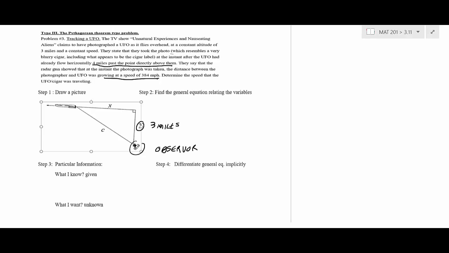So what you're going to do is determine the speed, which is a rate of change, that the UFO was traveling. The first thing you've got to do on this is look at what the relationship is. And really, you've got a right triangle on this one, so it's a pretty straightforward relationship. Let's just draw a right triangle. What we have is 3, we have x, and we have c.